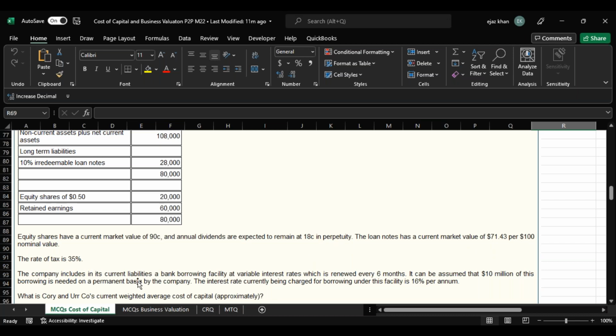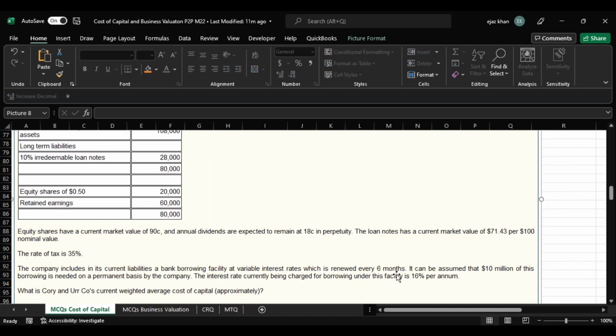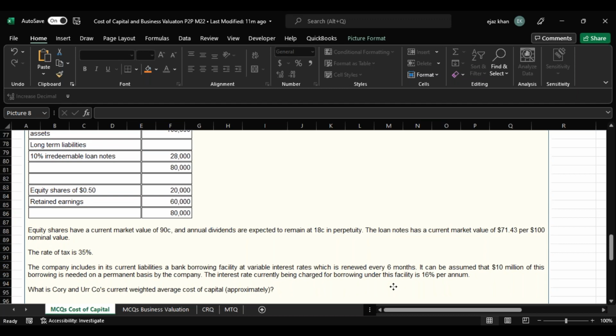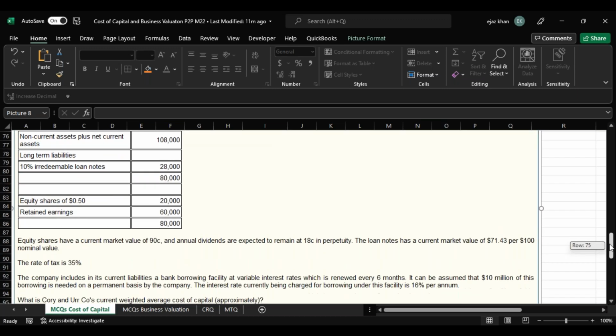The company includes in its current liabilities a bank borrowing facility at a variable interest rate, which is renewed every 6 months. It can be assumed that $10 million of this borrowing is needed on a permanent basis by the company. The interest rate currently being charged for borrowing under this facility is 16% per annum. And now we have to calculate the weighted average cost of capital.